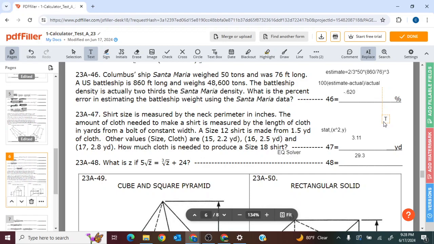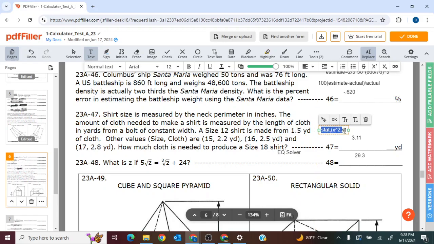47. Shirt size is measured by neck perimeter, and the amount of cloth is measured by the length of cloth in yards. So this is not actually quite a linear problem, as you can see here. What you need to understand is that the amount of cloth needed is based off of the surface area of the shirt. So you need to convert the neck perimeter into a surface area-like thing by squaring it. Surface area is length squared. You've got to square each of the x values here.